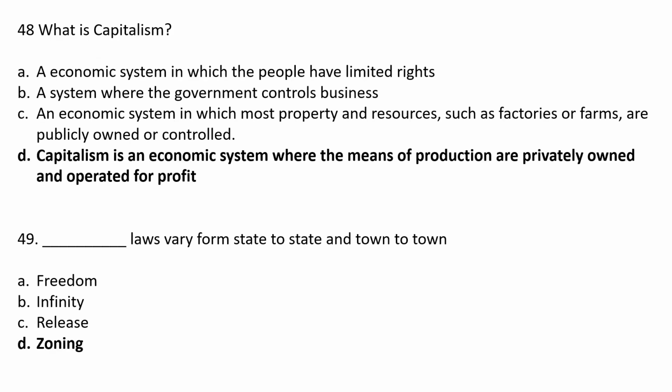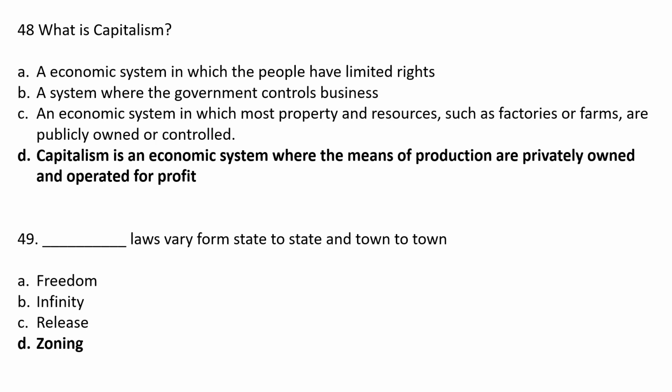What is capitalism? Option A, an economic system in which the people have limited rights, a system where government controls business. Option C, an economic system in which property and resources such as factories or farms are publicly owned or controlled. Option D, capitalism is an economic system where the means of production are privately owned and operate for profit. The correct answer is option D. Capitalism is an economic system where the means of production are privately owned and operate for profit.